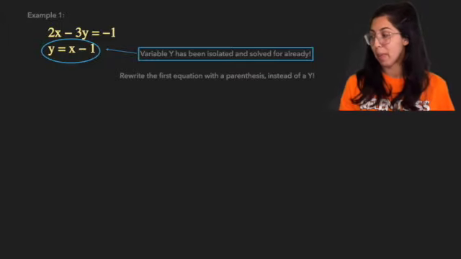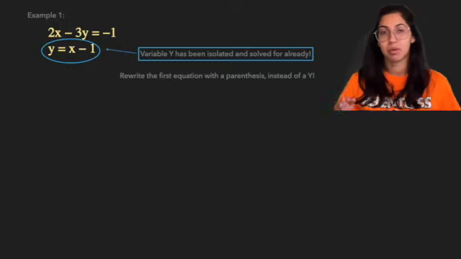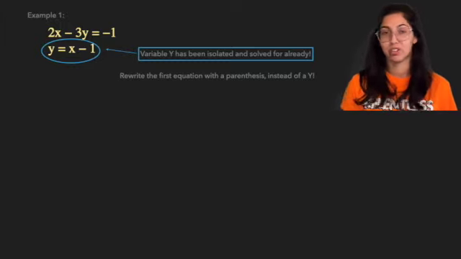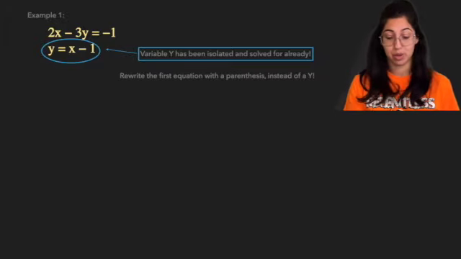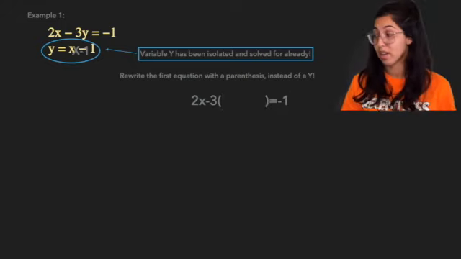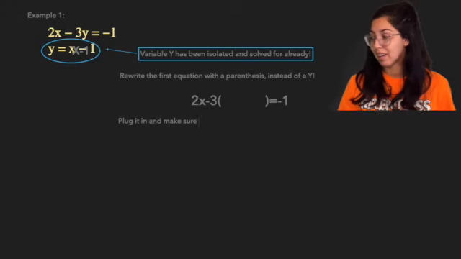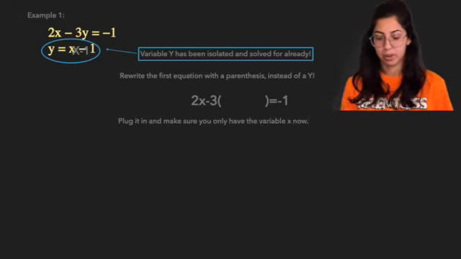So this is what I mean. I'm going to rewrite the first equation. So 2x minus 3 parentheses equals -1. So I'm taking out the y because I'm saying that y is x minus 1. So let's go ahead and take out that y, put a parentheses. Now we're going to take x minus 1 and plug it into the parentheses to make one equation.